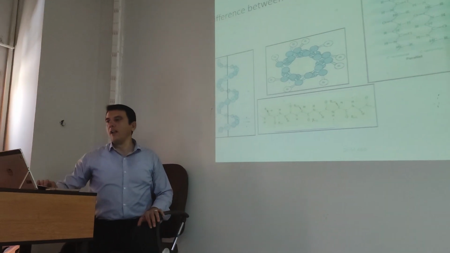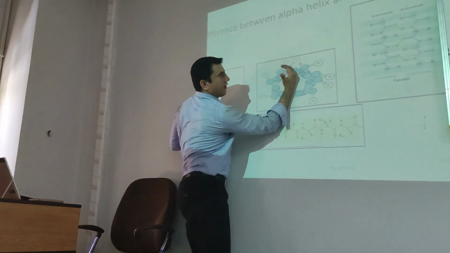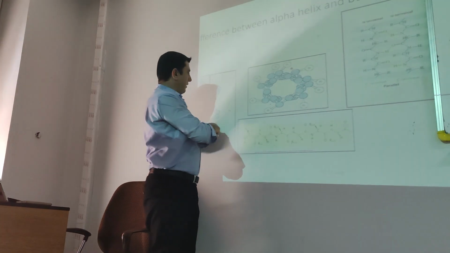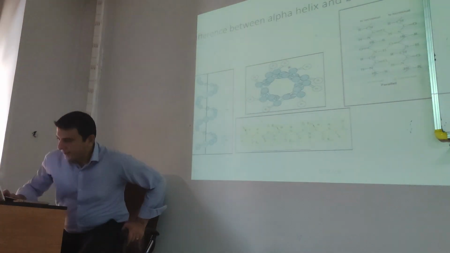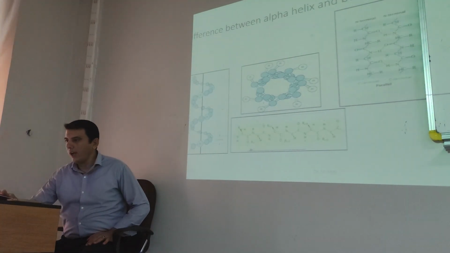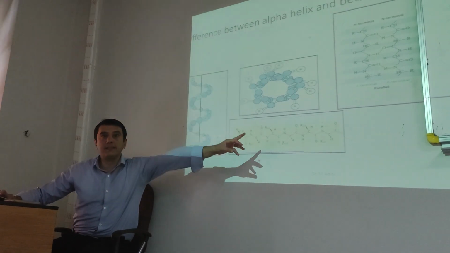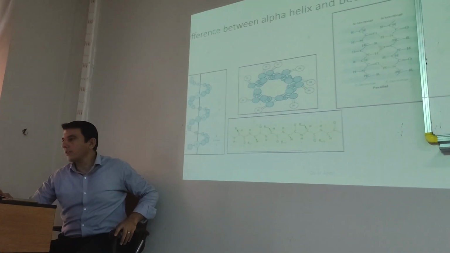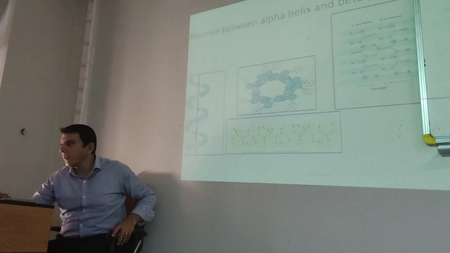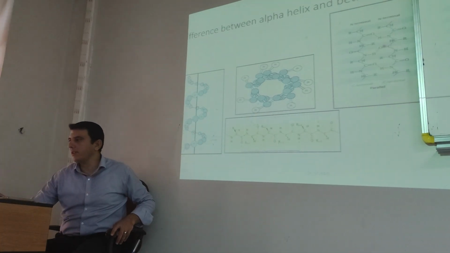Again, you can see alpha helix, which is right hand. Those are R groups. And you can see hydrogen bond between amino acids in alpha helix. Also, you can see hydrogen bond between beta sheets.